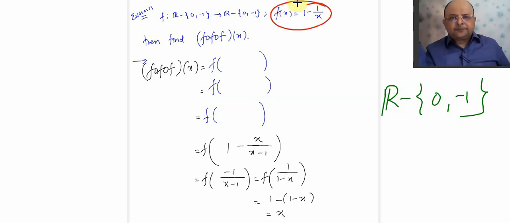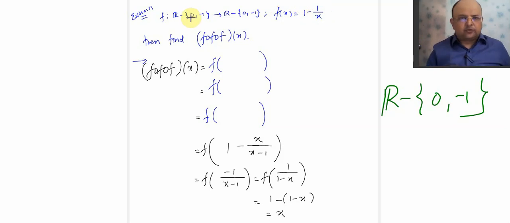What is f of x? 1 minus 1 upon x. So can I choose x equals 0? Your answer is definitely not, because 1 upon 0 is undefined. So one answer is there for why I don't choose 0. Second question is still there: why don't I choose x equals minus 1?